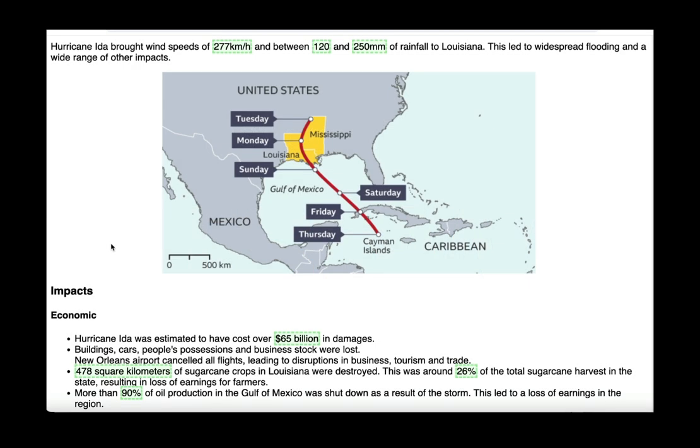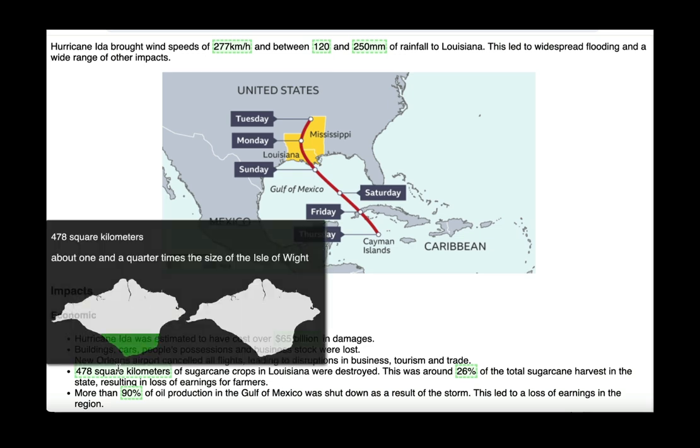We're looking here at a BBC webpage about the 2021 Hurricane Ida. You can see numeric information on the page has been highlighted. At the bottom here, there's a reference to 478 square kilometres of sugarcane crops. If I hover over that, TSoW shows this in terms of the Isle of Wight and shows a dynamic graphic.